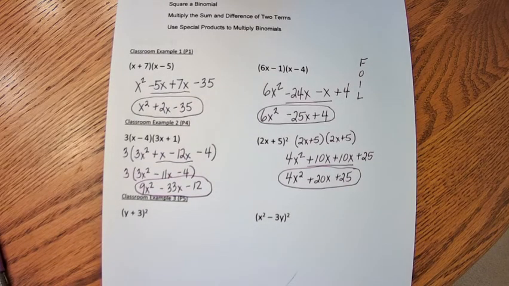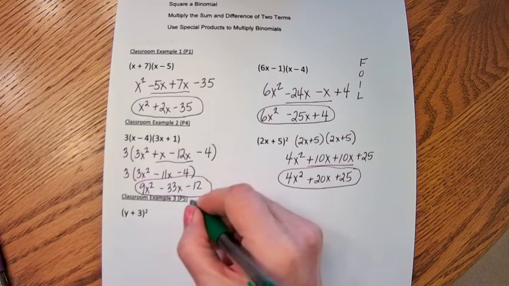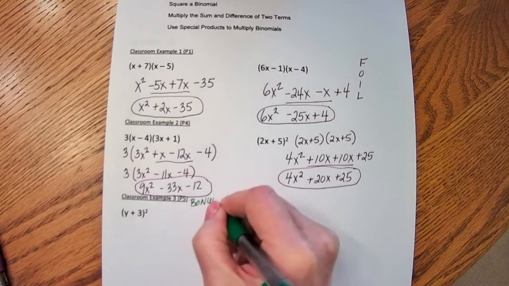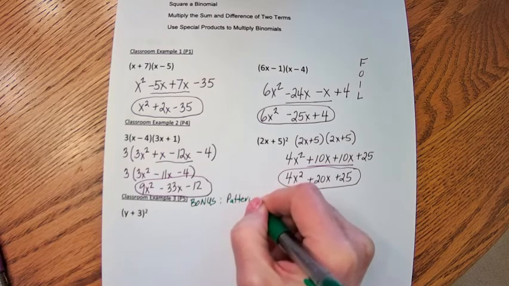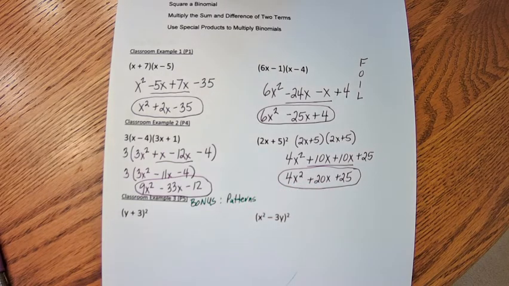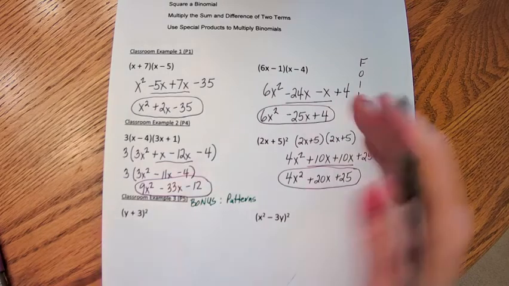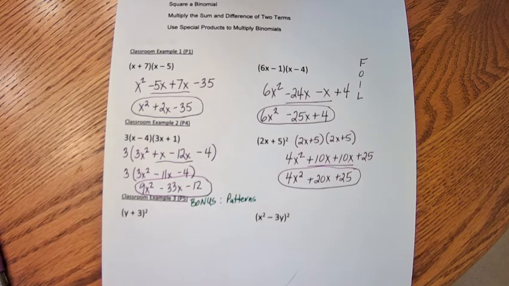So if you can do FOIL, you can multiply any two binomials. What we're going to go through now, the sum and difference of two terms, this is just bonus. This is just extra. This is for those students that like detecting patterns, and it's easier for you to memorize a pattern or memorize a formula than it is to actually do this work.